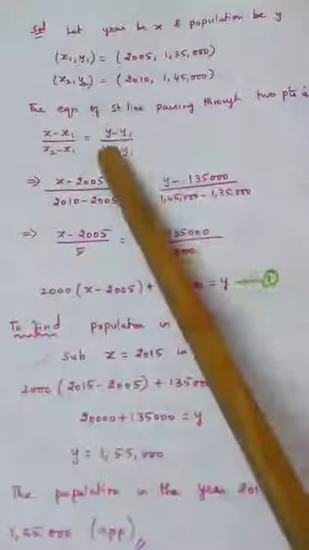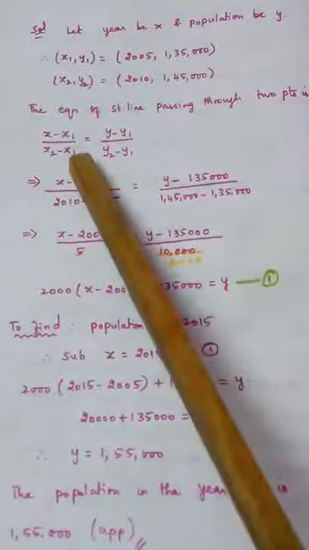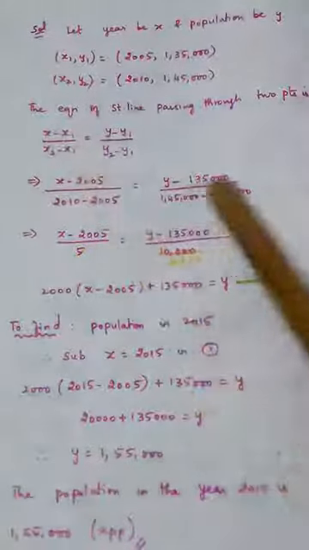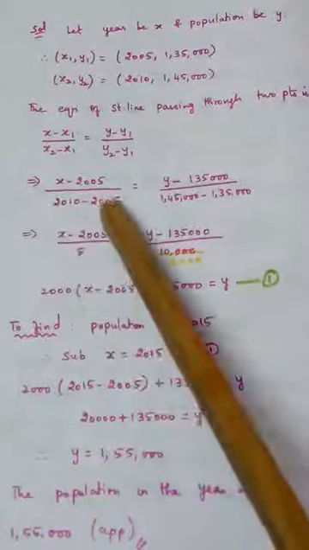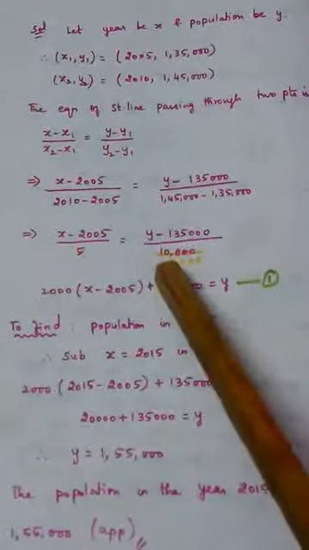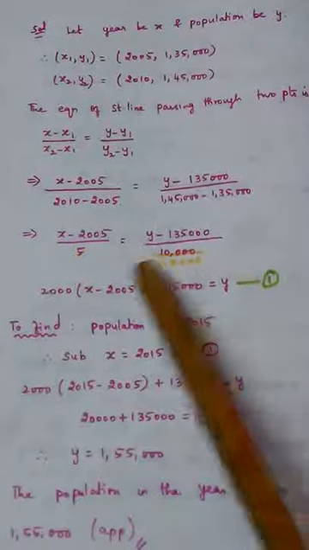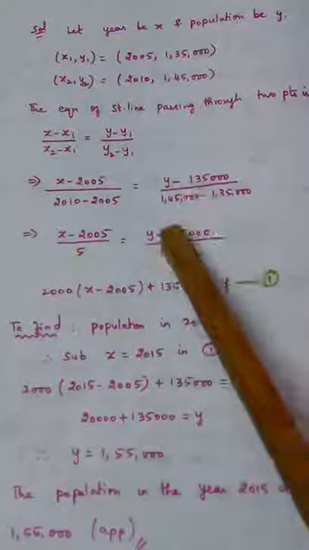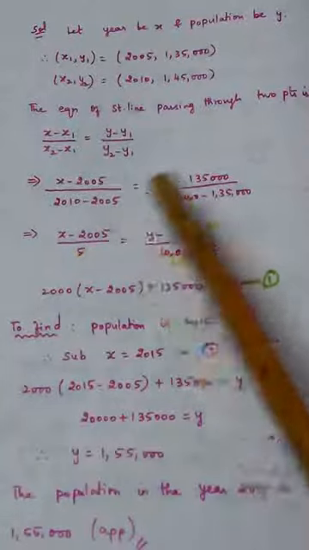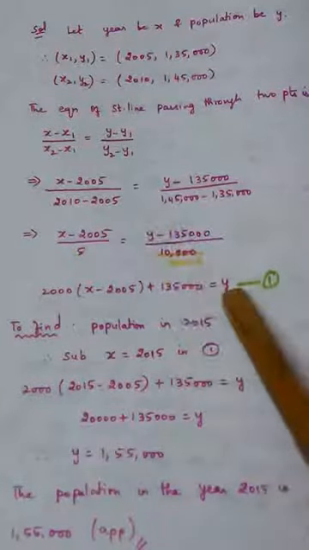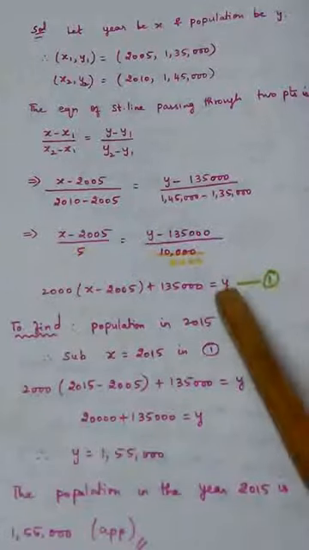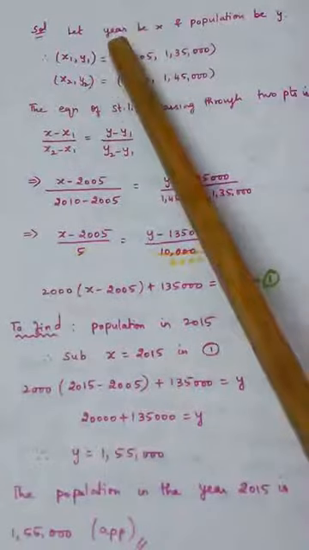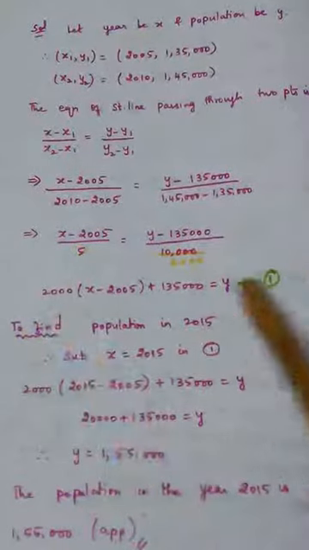y minus y1 by y2 minus y1 is equal to x minus x1 by x2 minus x1. This is x1, y1, x2, y2. Substitute the corresponding values here. Subtract these two, 5 gets. If you subtract these two, it becomes 10,000. 5 and 10,000 get cancelled, becomes 2,000. Cross multiply and you will get this. Minus 1,35,000 comes to the other side, becomes plus, so only y stands here. This is taken as equation number 1. What is y actually? y means population. What is x actually? x means year. So we got one equation now. This is the equation of the straight line.